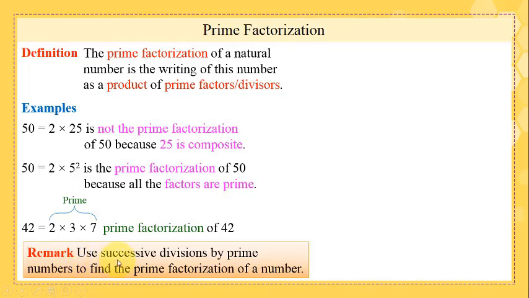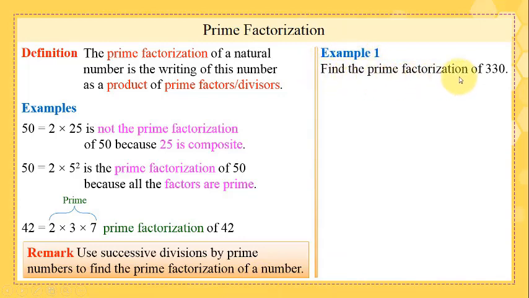Remark: use successive divisions by prime numbers to find the prime factorization of a number. Example 1. Find the prime factorization of 330. Divide 330 by any prime number that divides it, which means you must obtain a natural quotient. Try to divide 330 by 2, for example, which is a prime number. You will get 165 as a quotient. It is a natural number. Put 2 in front of 330 while you put the quotient 165 below 330.